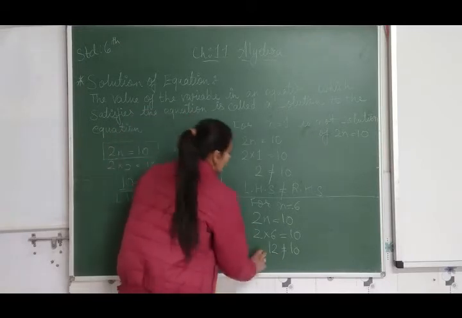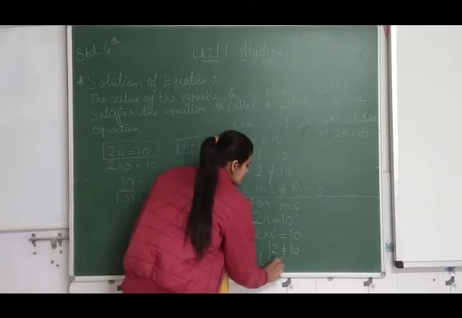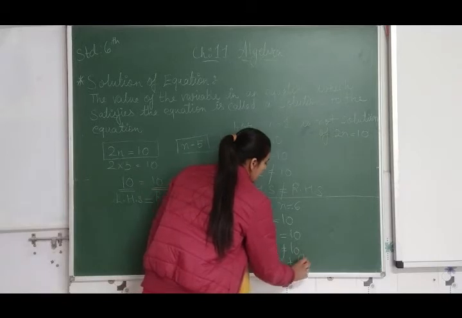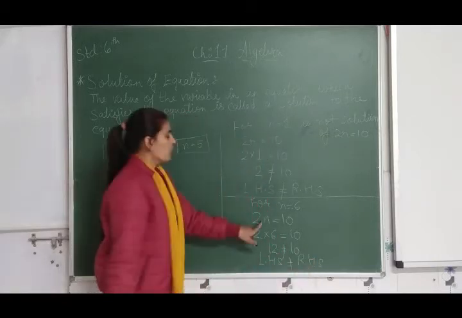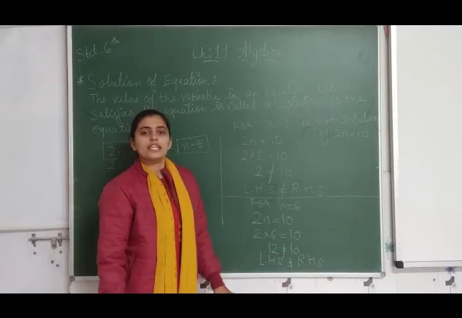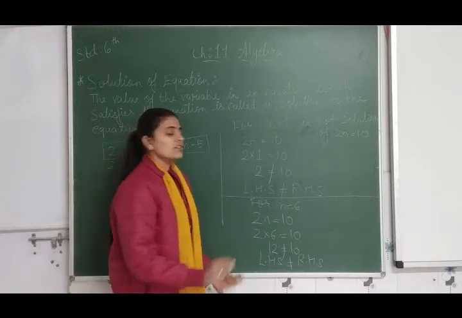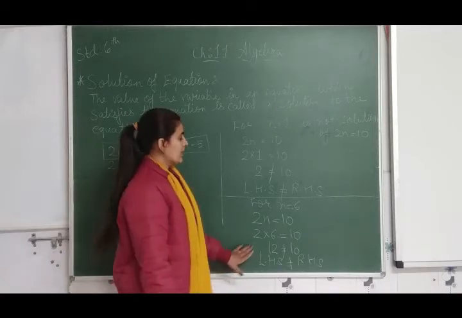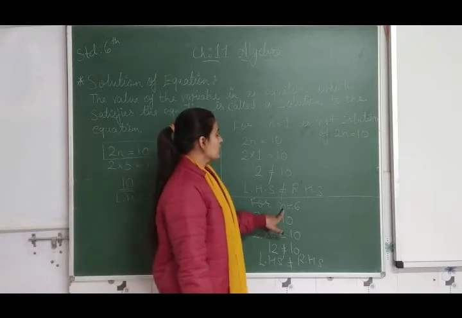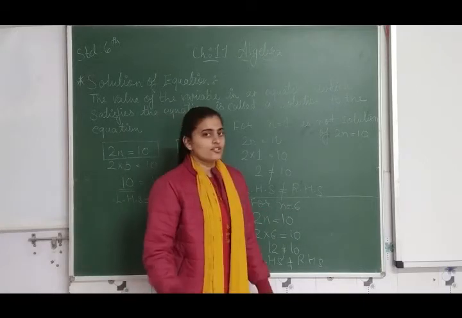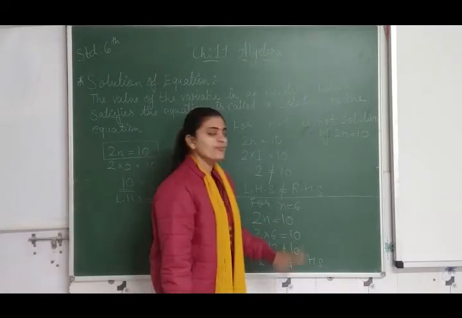So here what we are getting? That LHS is not equal to RHS. Both these quantities, or the expressions, are not becoming equal. Therefore, n equal to 6 is not a solution of 2n equal to 10.